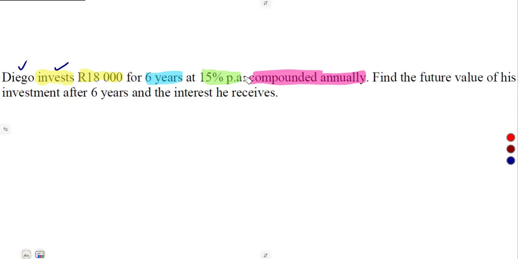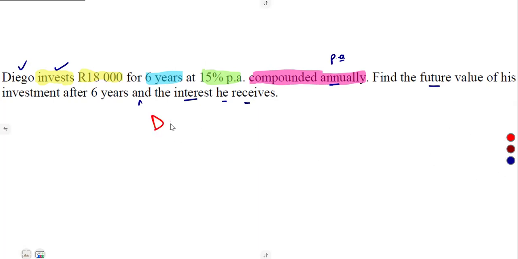So you know that the rate that you're dealing with is under what? A compound interest, which is being taken annually per what? Per year, per annum. Find the future value of his investment after 6 years and the interest he receives. There are two things here. There is the future value.